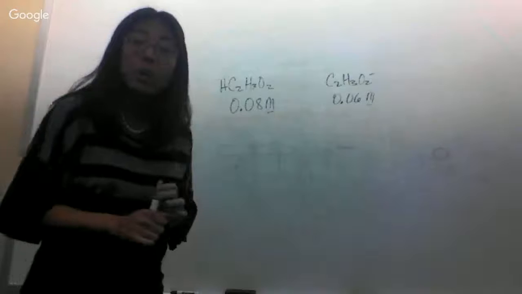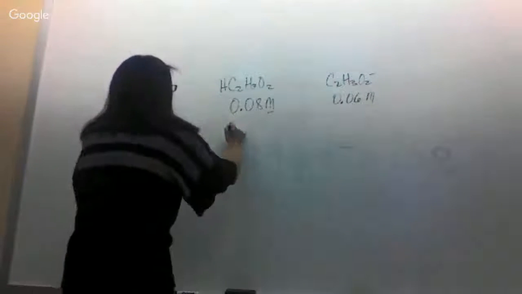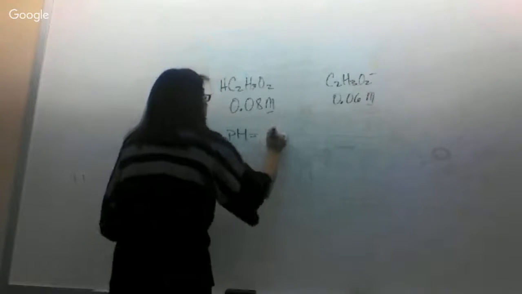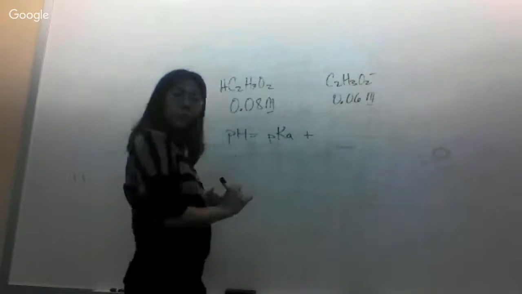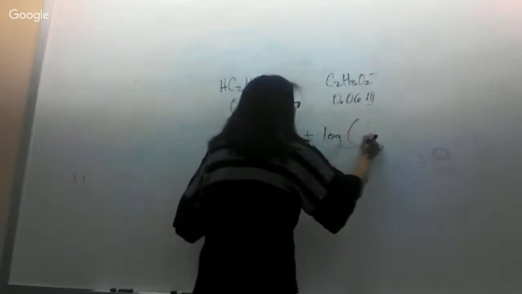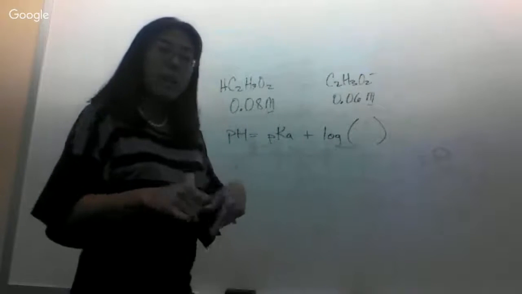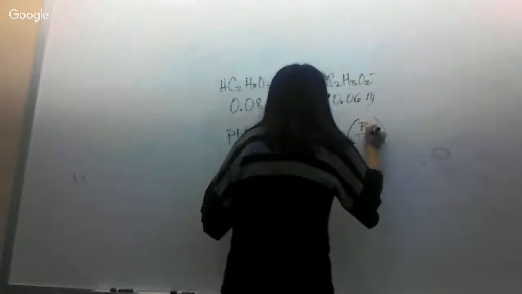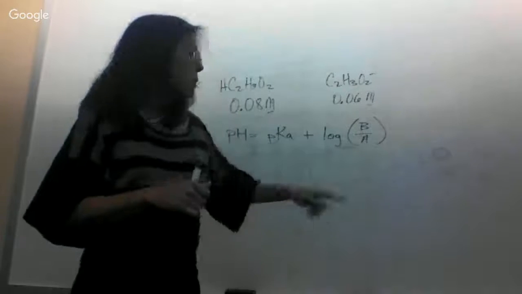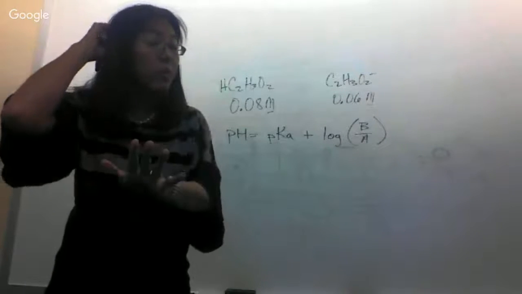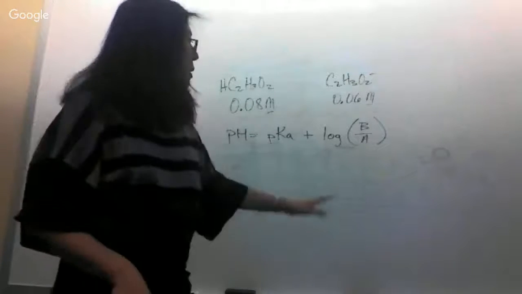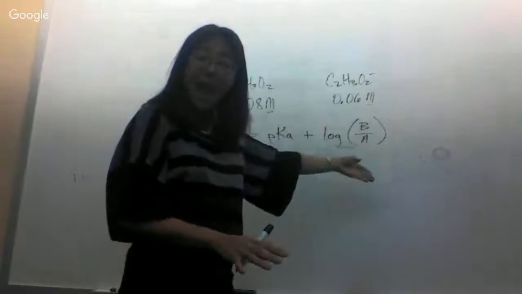Now, this is how you use the Henderson-Hasselbalch. Watch this. What's the pH? It's pKa plus log. Now, it says conjugate base over acid. So just remember, bah, like a sheep. Bah, it's conjugate base over acid. It's a little different for base buffers. We'll talk about that in class. But for an acid buffer, it's bah.